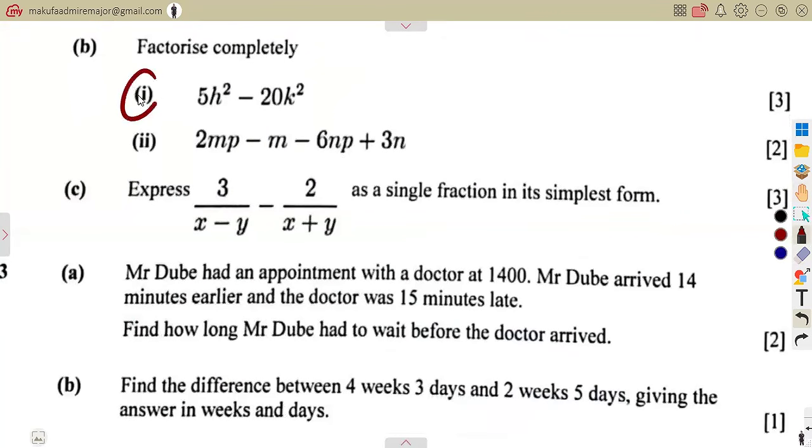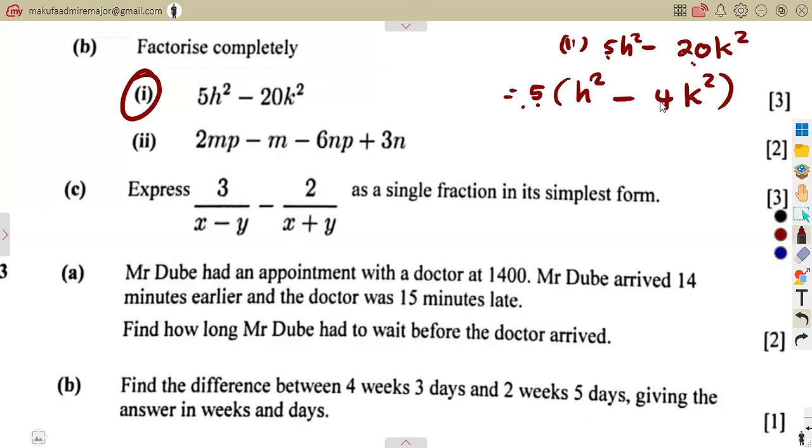Then 2b, you're asked to factorize 5h squared minus 20k squared. All right, what is it that we are having here? Let's see, that is 5h squared minus 20k squared. So if you take a closer look, this is not a difference of 2 squares, because 5 is not a perfect square. 20 is not a perfect square. But if you are to factor out 5, because 5 is the highest common factor between these two numbers, 5 and 20, you divide 5 and 5, that will give us h squared, 20 and 5, that's going to be negative 4k squared.